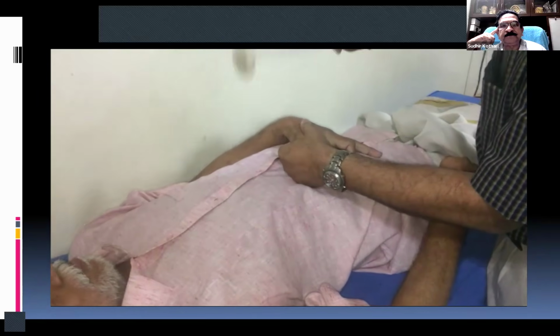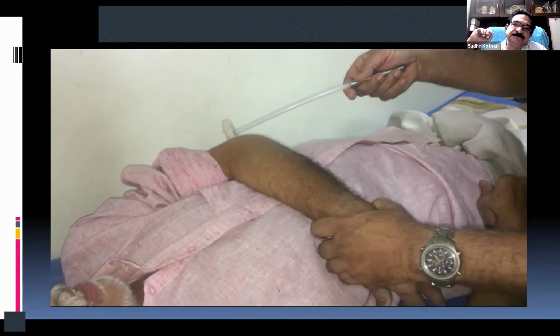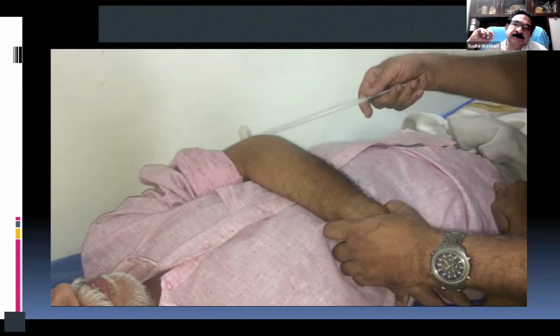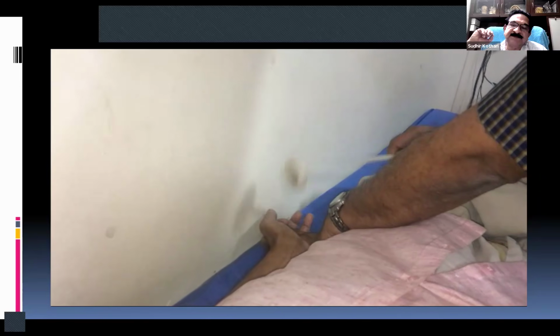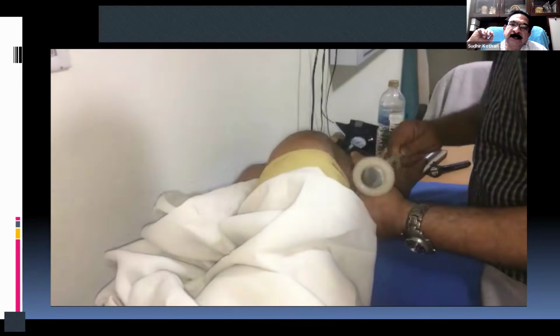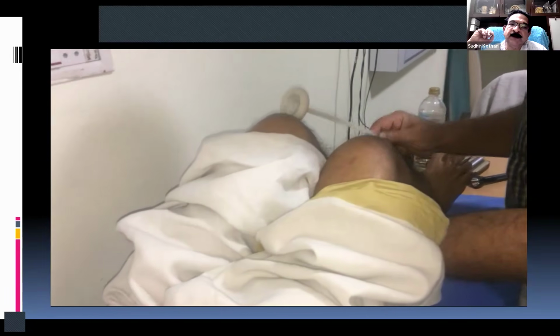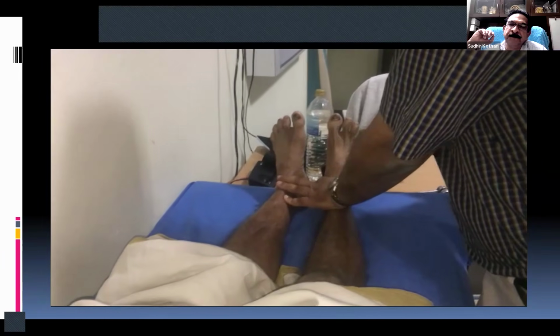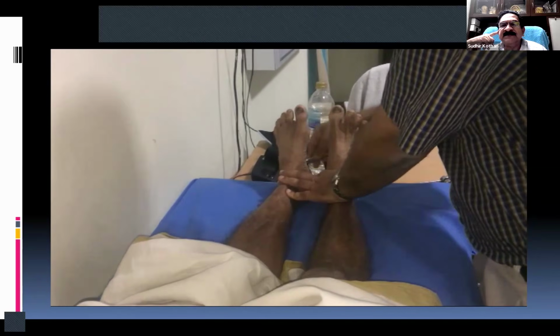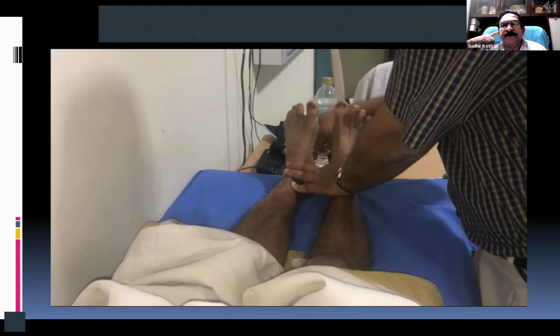All reflexes on the left side are absent. Biceps, supinator, triceps reflex is also absent on the left side. Both knee and ankle reflexes are brisk, more on the left side, bilaterally brisk. Right plantar is flexor, left is extensor.